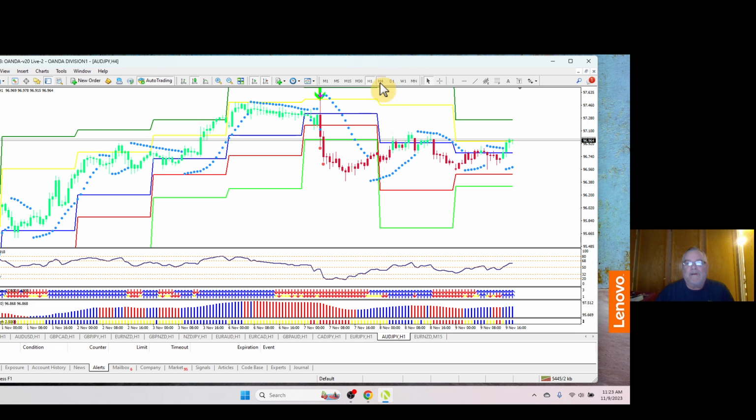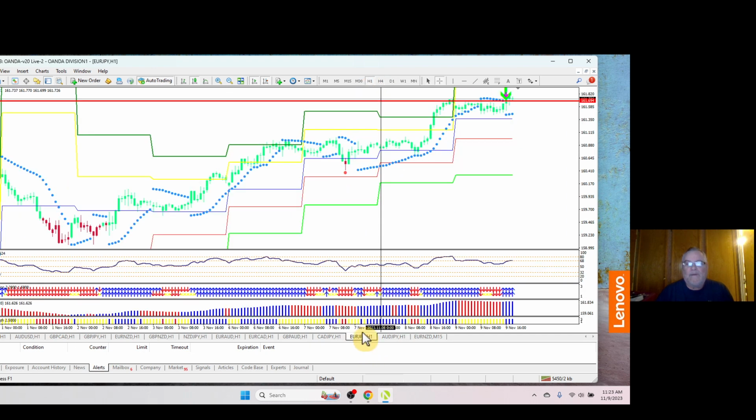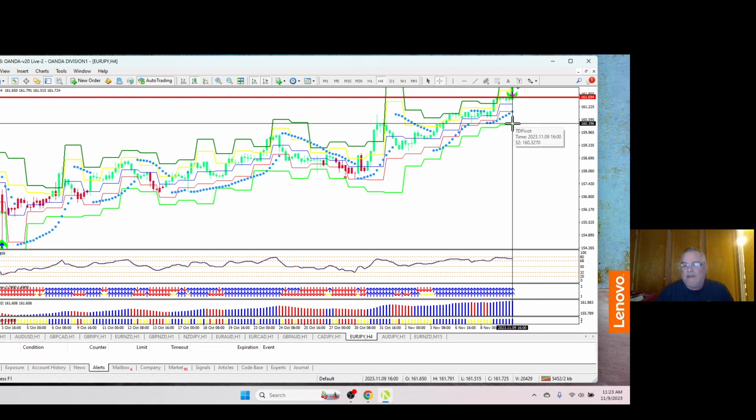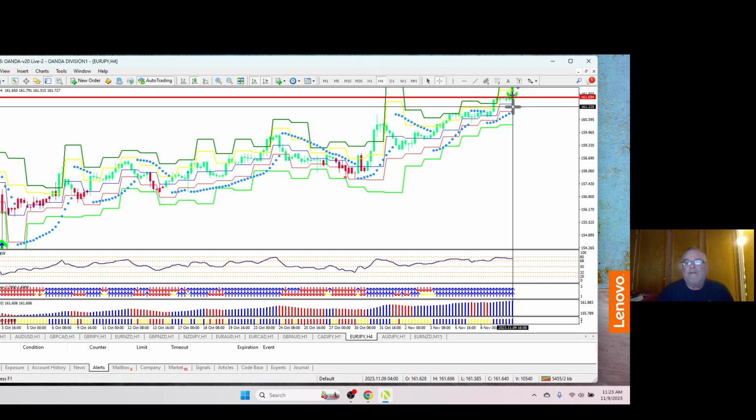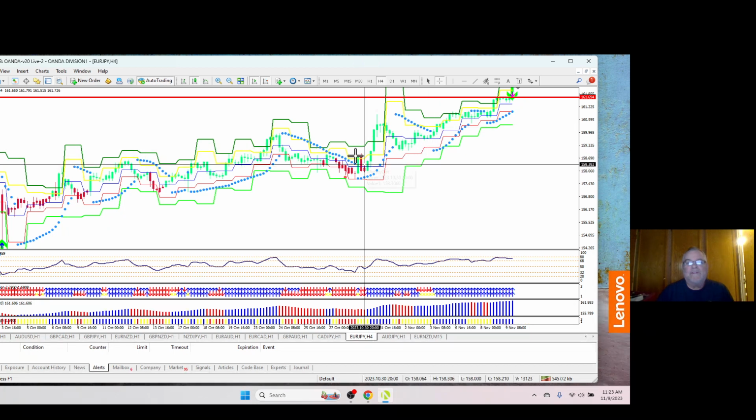Let's see, we'll look at the Aussie yen 4 hour. Yeah, it just looks like it's going to head up some more. Don't think that's done to the upside just yet. And we'll look at the Euro yen 4 hour, it's got an hour and a half left on its candle. Nothing there just yet.